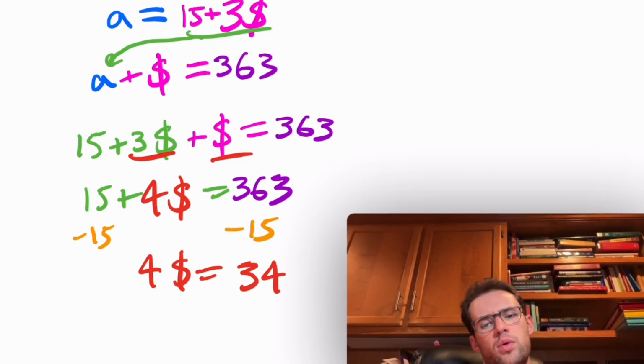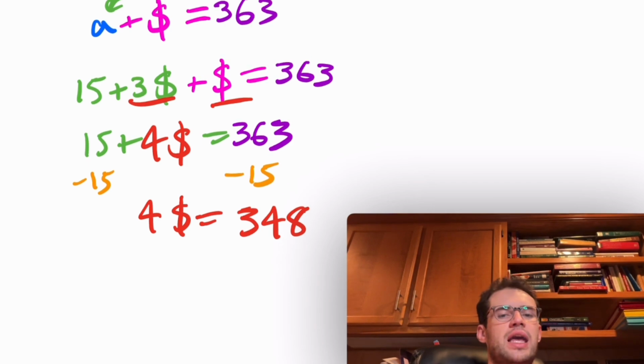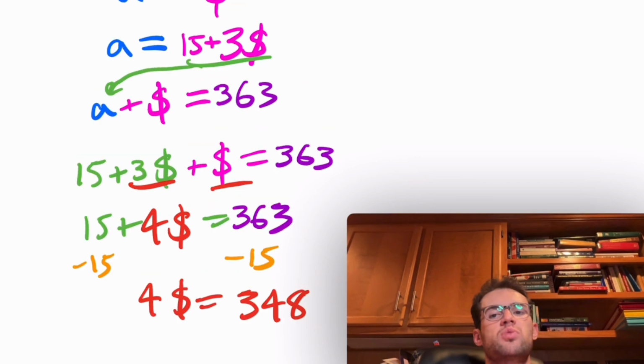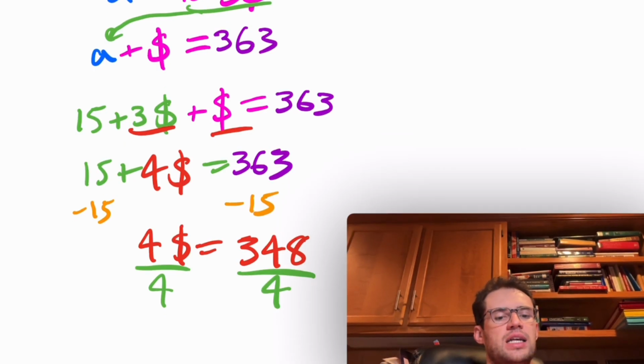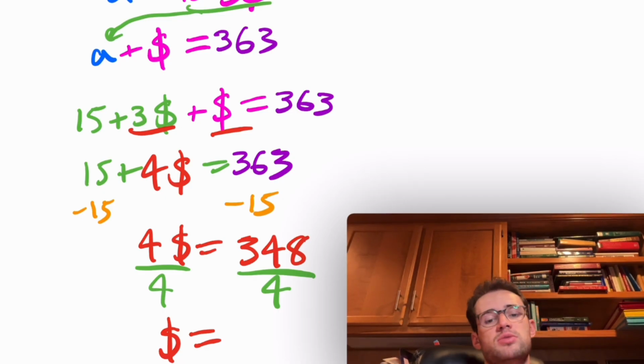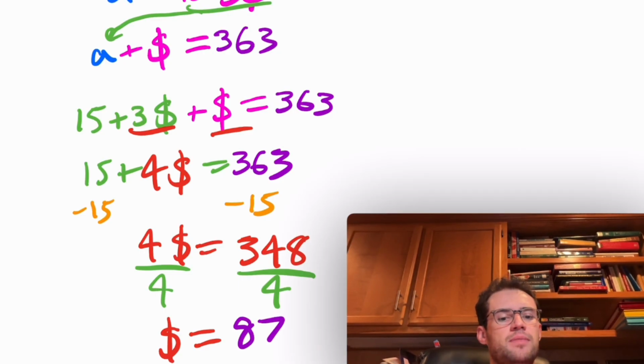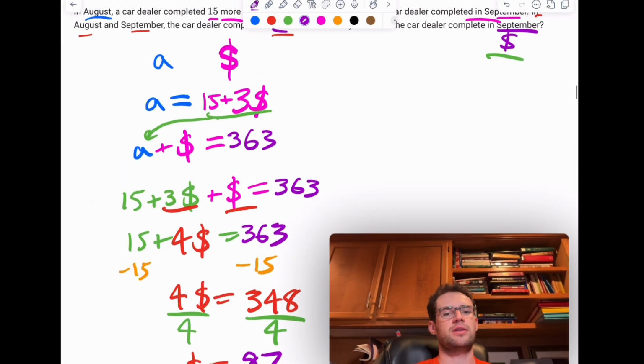So 348 is equal to 4 times S. We just want to find S, not 4 times S. So I'm going to divide both sides by 4 to get the S alone. It gives me that S is equal to, well, 348 divided by 4. 300 divided by 4 is 75. 48 is 12 times 4. So we had 75 plus 12, which would be 87. So S is equal to 87.